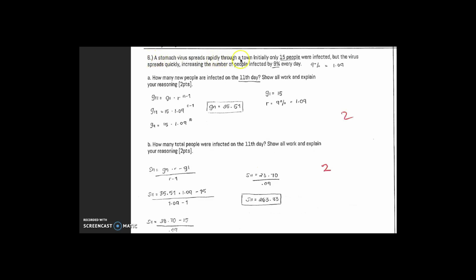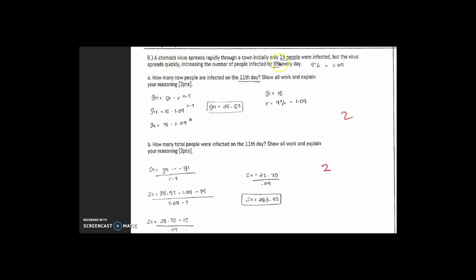Stomach virus spreads rapidly through a town. Initially, only 15 people were infected, but the virus spreads quickly, increasing the number of people infected by 9% every day. So how many new people are infected on the 11th day? So that's the 11th day. Show all your work and explain the reasoning.